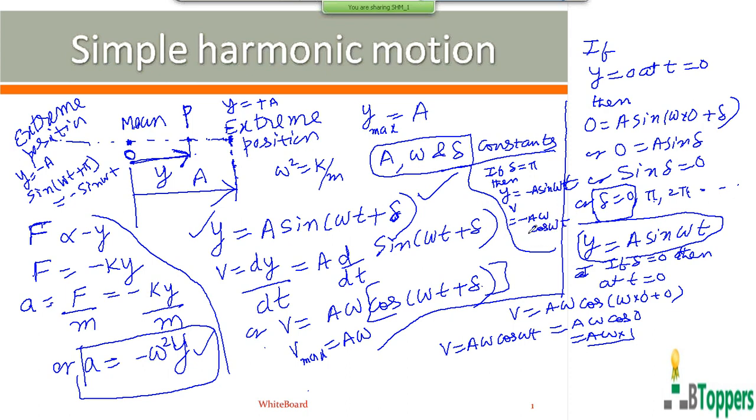So in this case, at t equal to 0, you get velocity negative. Displacement y equal to 0. That means if we start counting time from the instant when the particle passes through the mean position in the positive direction, then its displacement y from mean position at time t is given by y equal to a sin omega t.